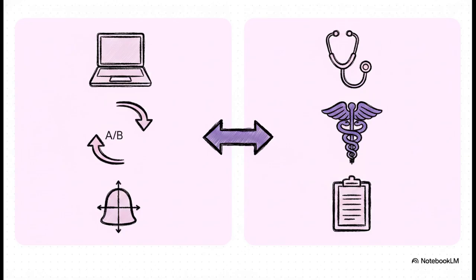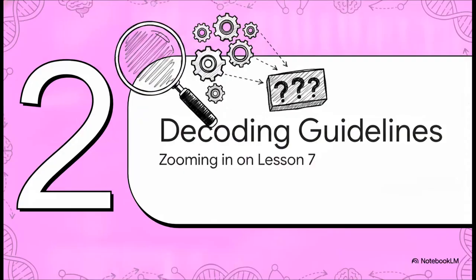Suddenly, this opaque medical world isn't so foreign after all. It's really just a different flavor of the exact same probability structures we use every single day to build software and analyze user data. Moving on to decoding clinical practice guidelines, zooming in on Lesson 7.